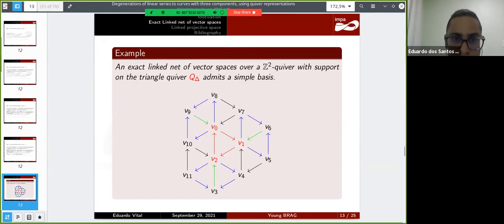All right. Since this representation has support on Q3, we have isomorphisms linking these three vertices V0, V1, V2, which is in blue. Each blue arrow is an isomorphism here. The green ones are 0, and the black ones can be anything between, not necessarily isomorphism or 0. Thus, we can verify the intersection property in these three vertices V0, V1, and V2. And by the theorem, this linked net of vector spaces, which has support on this Q delta quiver, admits a simple basis.